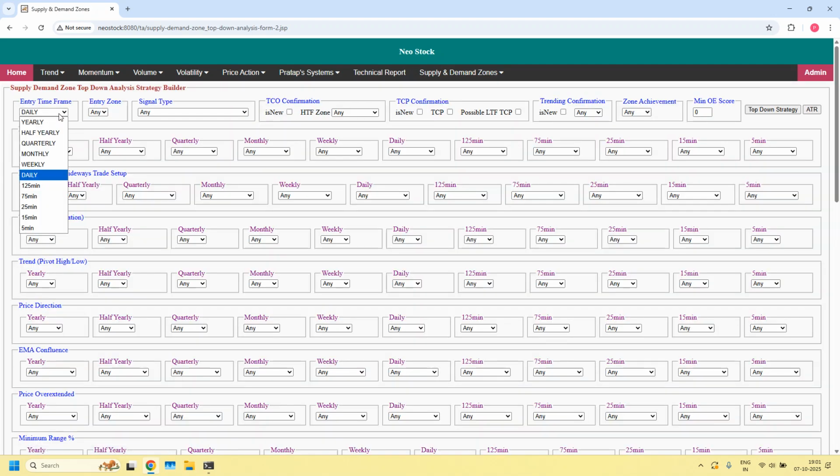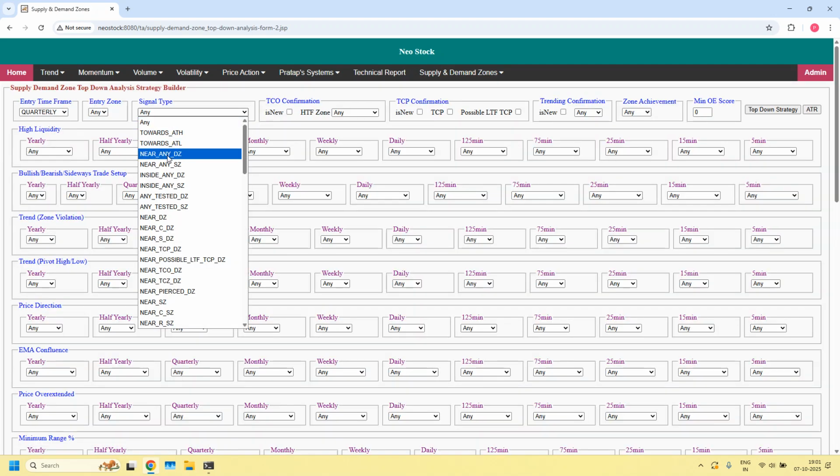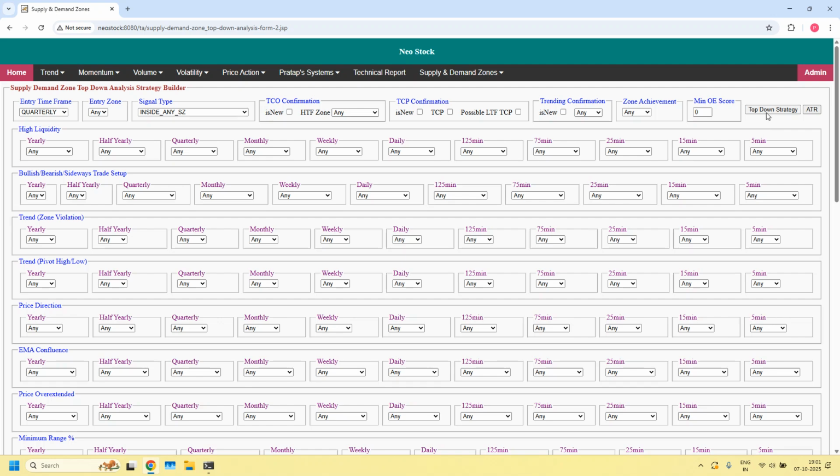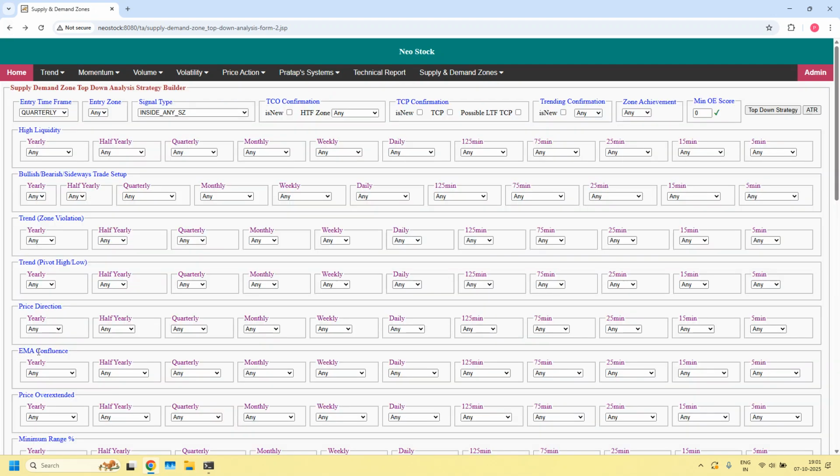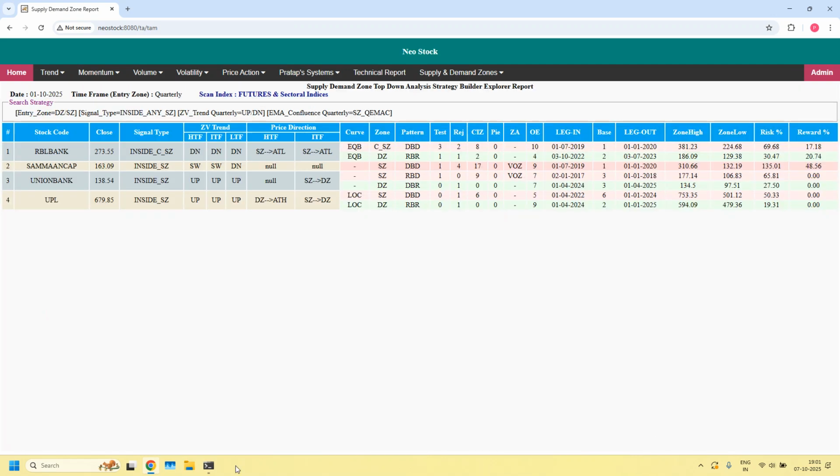Okay, next quarterly time frame, price closed inside the quarterly supply zone. We got 11 stocks. We can further filter based on the quarterly supply zone having quarterly EMA Confluence, and the trend on the quarterly should not be sideways. We got 4 stocks.